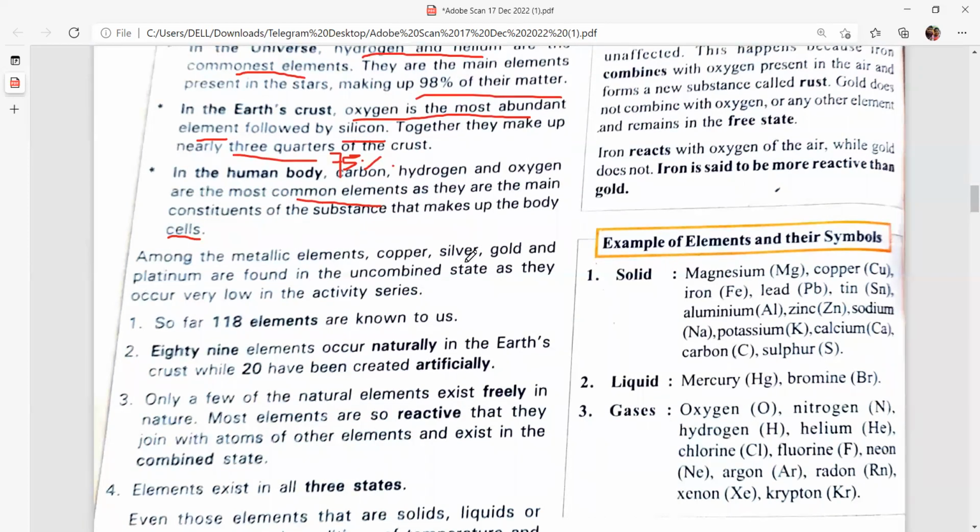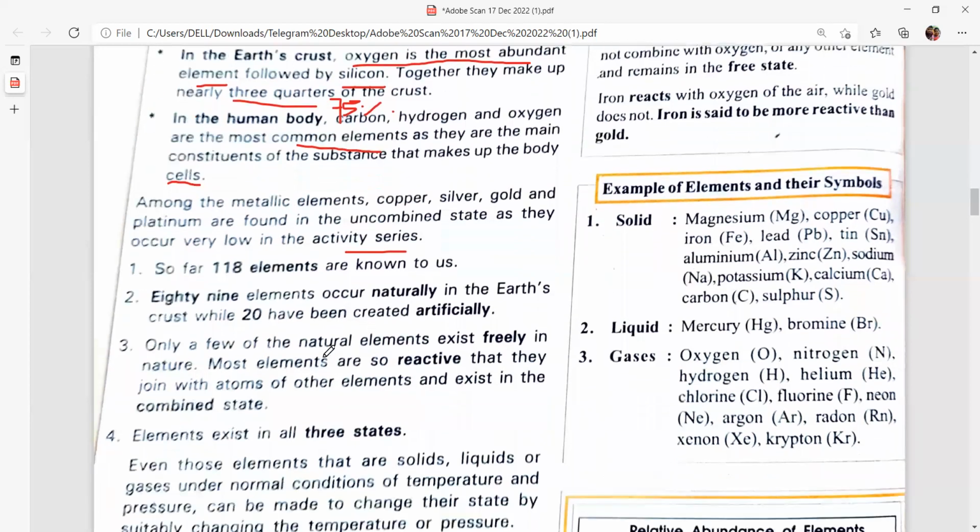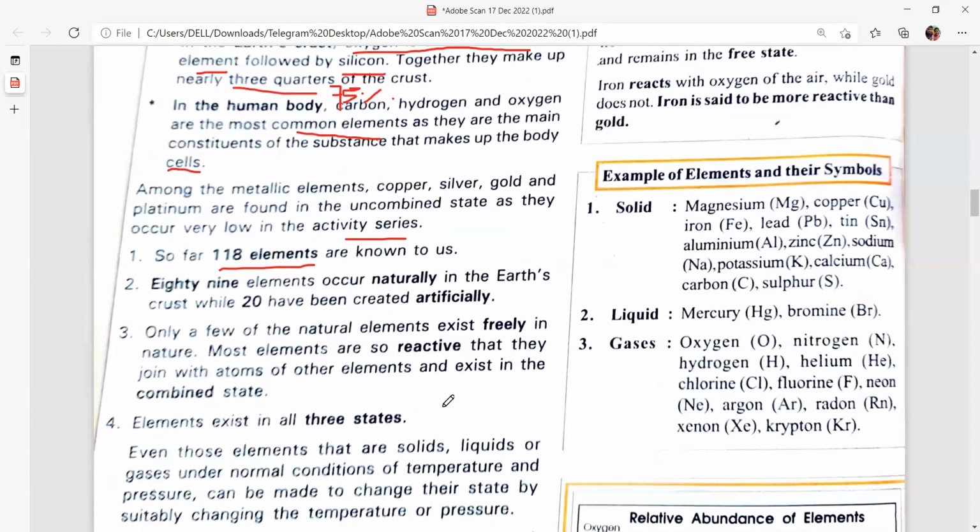Also, copper, silver, gold, and platinum are found in low amounts. Okay. So far, how many elements are known? 118. We know so far 118 elements. And out of that, 89 elements are naturally occurring in nature, and 20 are prepared artificially, meaning elements prepared in the lab. So 89 are naturally occurring and 20 are artificial elements.